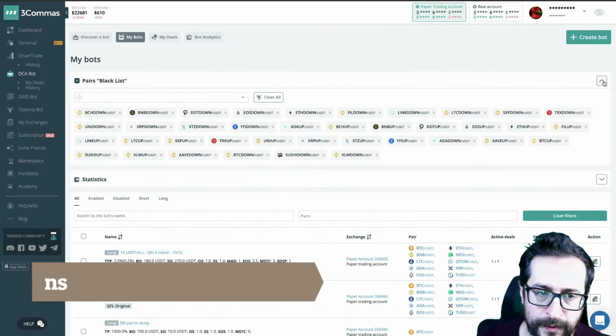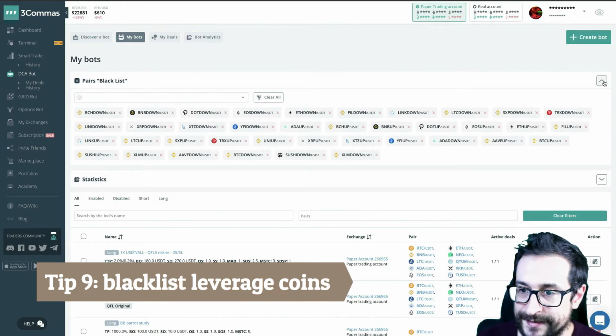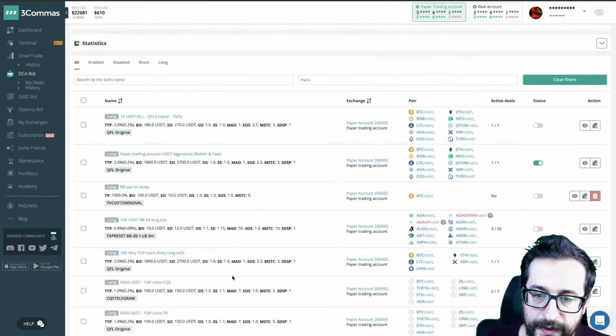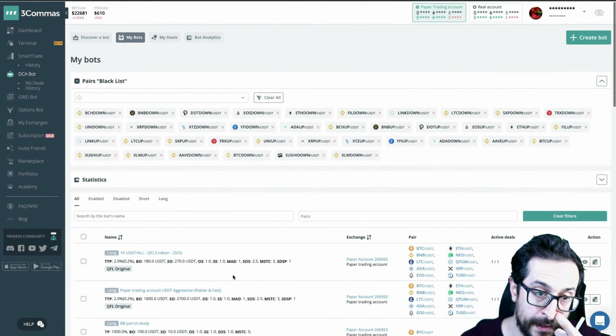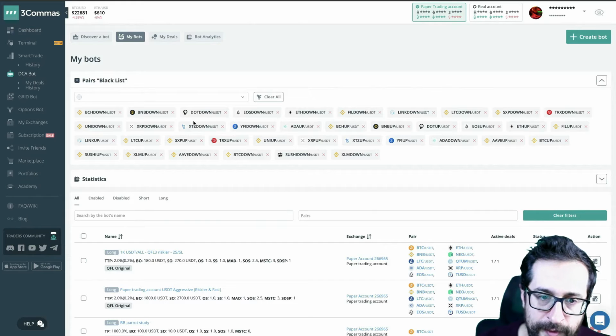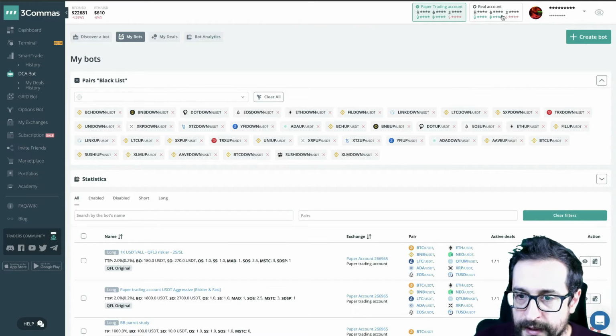Tip number 9. If you're like me and you are on an exchange that supports leverage tokens, there's a way to filter them. There's something called the blacklist, which is at the top of the list of all your bots. And the blacklist, bear in mind, is shared between the paper trading account and the real account. So if you add a pair here that you don't want to trade, that is also going to affect the real account.